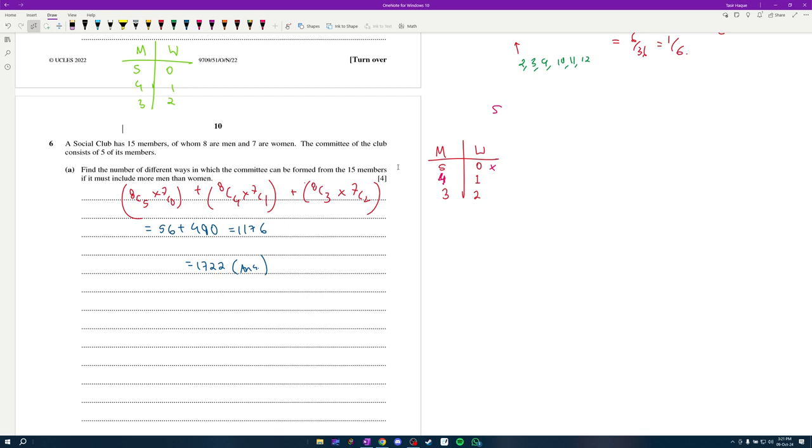Okay. So, more men than women. So, for example, you need 5 members in total and more men than women. So, 5 men, 0 women, 4 men, 1 woman, or 3 men and 2 women. These are all the possible combinations. So 8C5 times 7C0 plus 8C4 times 7C1 plus 8C3 times 7C2. These are all the possible combinations, okay?